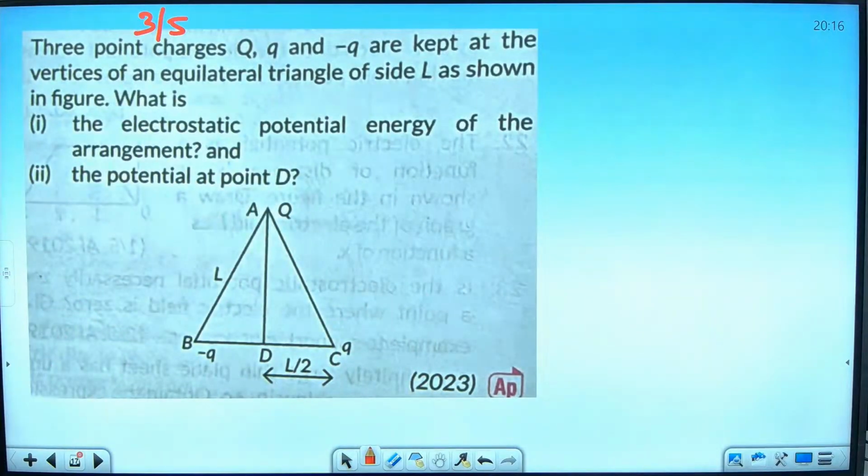Any answer? For the first part you can say, very simple it is. Immediately you can say. Actually without even solving you can say the answer for the first part. Not 0.